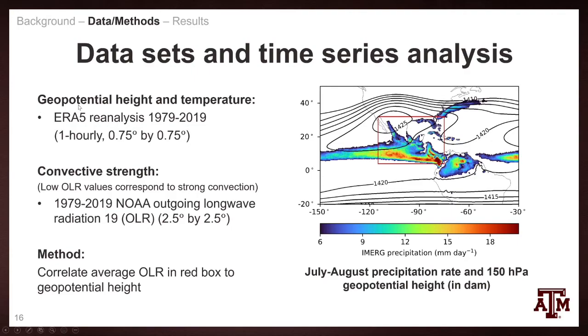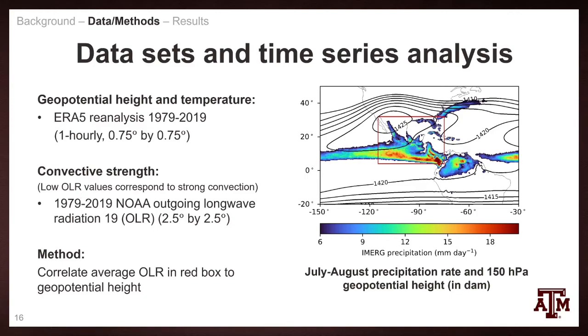The data set we're using here is the ERA5 reanalysis. We're taking the geopotential height as well as temperature. For our convective strength, we are using the outgoing longwave radiation. And this is because when there is deep convection, the cloud tops tend to be high and cold, so the upwelling longwave radiation is weak. Therefore, low OLR values correspond to strong convection.